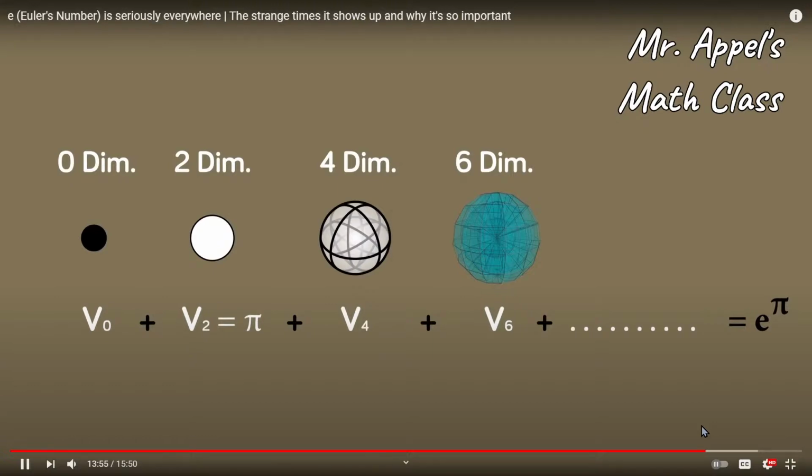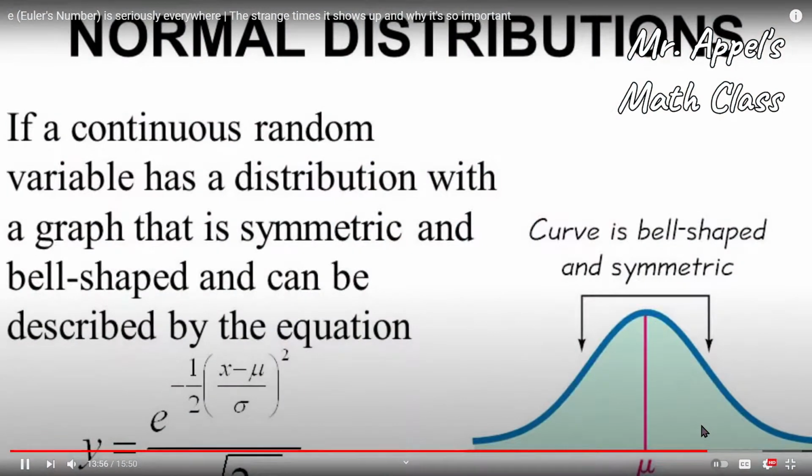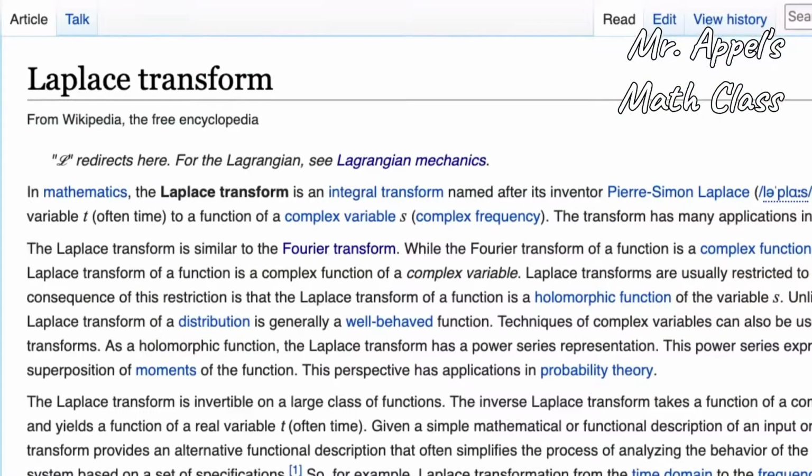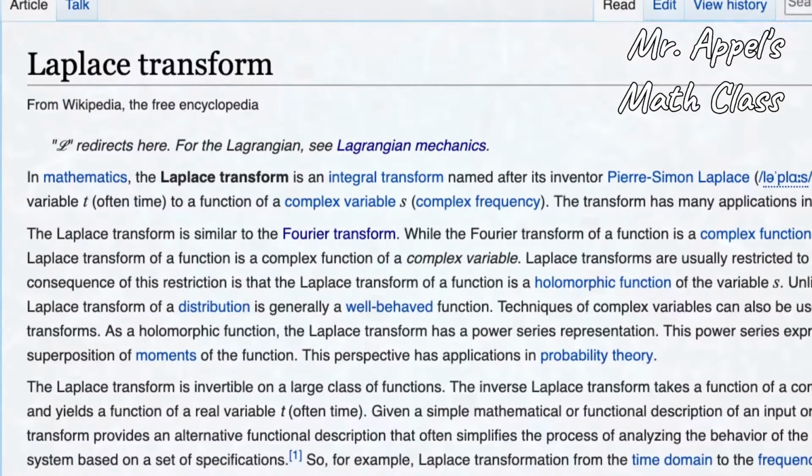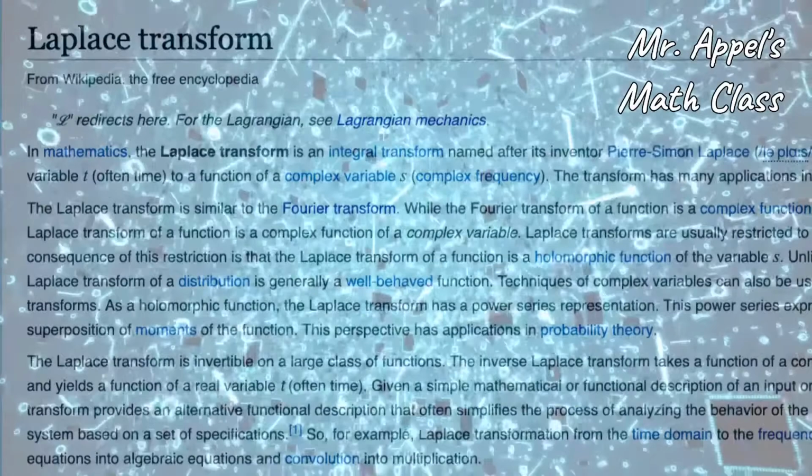Euler's number still doesn't stop there. Like the classic normal distribution or bell curve we see all the time contains Euler's number. The Laplace transform that's used to simplify calculations for things like circuits and control systems also includes Euler's number, and I could go on for a while.